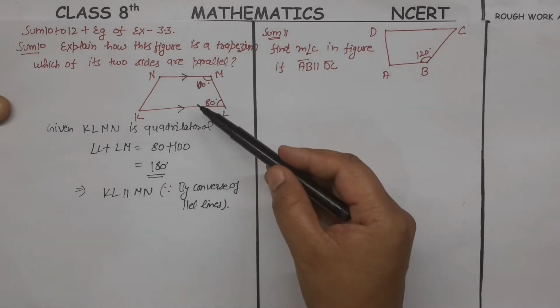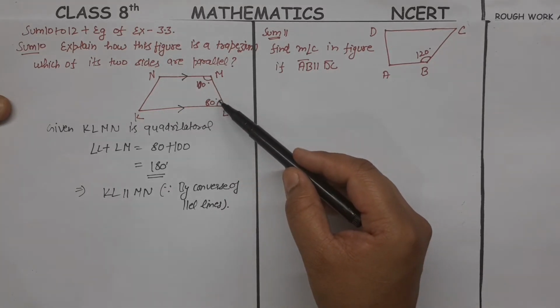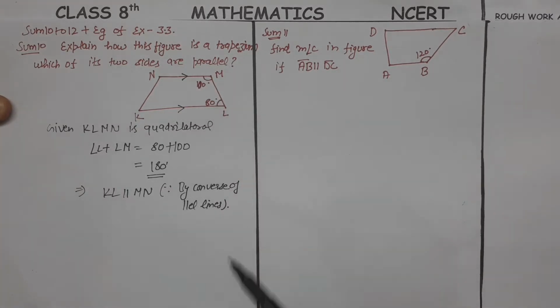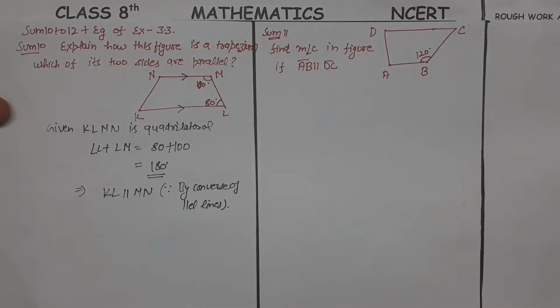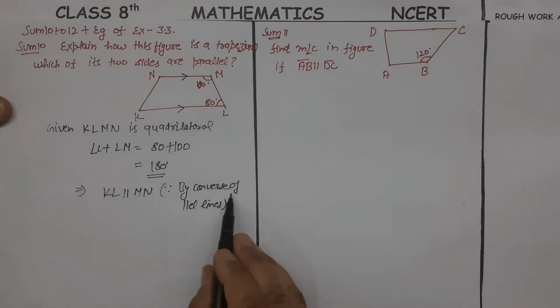If lines are parallel, then the co-interior angle sum is 180, and its converse: if the sum of two angles is 180, then they lie between the same parallels. This is called the converse of parallel lines.